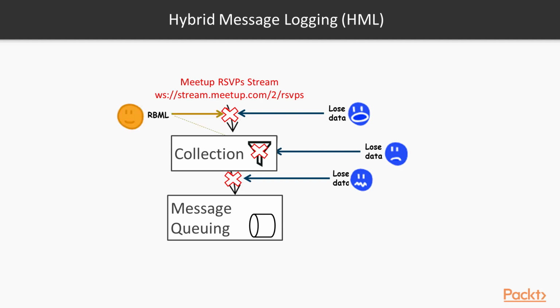Well, we can rely on receiver-based message logging to write every received RSVP to the stable storage before performing any action on it. And we can rely on sender-based message logging to write each RSVP in the stable storage right before we send it to the message queuing tier. This is the RSVP that was processed by the collection tier business logic, so it may not be the same as the received RSVP. If we apply both logging techniques, then we can refer to them as hybrid message logging.